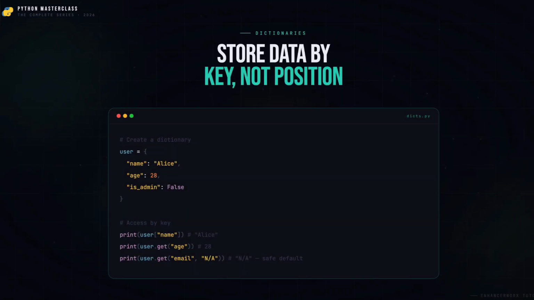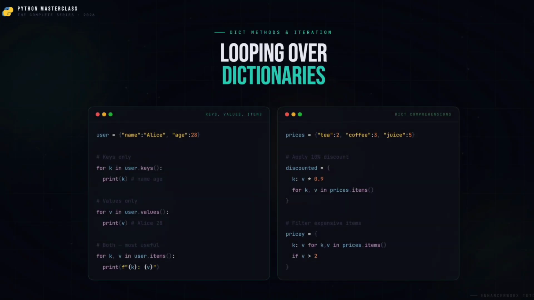A dictionary is Python's key-value store. Instead of accessing data by position like a list, you access it by unique key, like a real-world dictionary, where you look up a word to find its definition. You create dictionaries with curly braces and colon-separated key-value pairs. The get method is safer than direct bracket access. If the key doesn't exist, it returns a default value instead of raising an error.